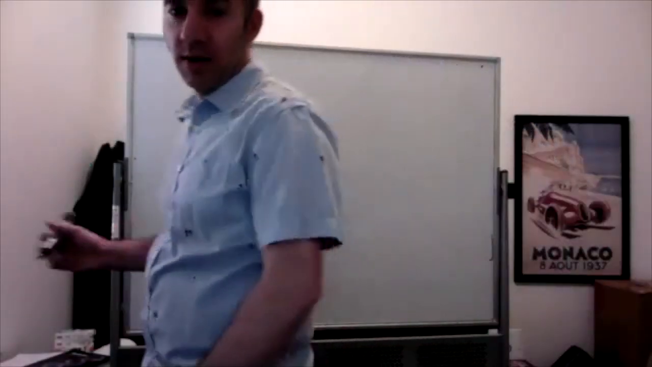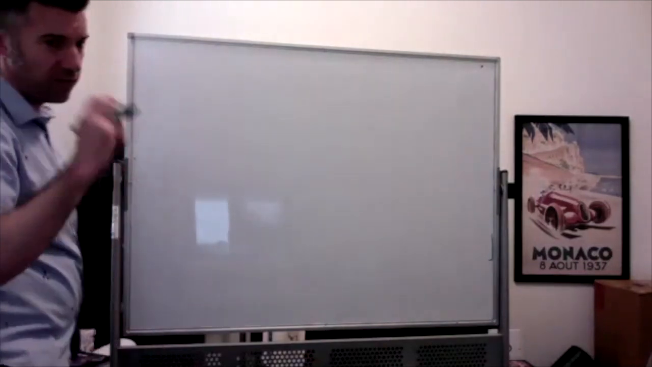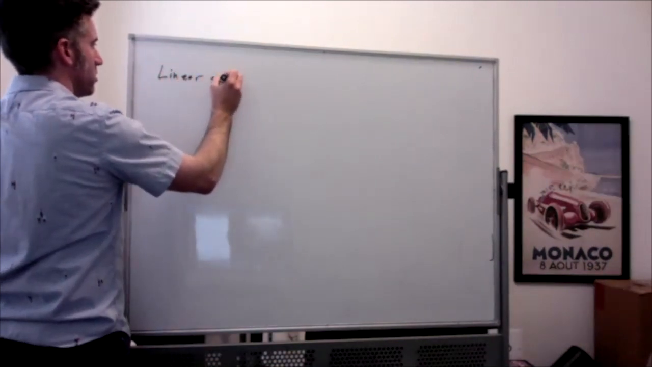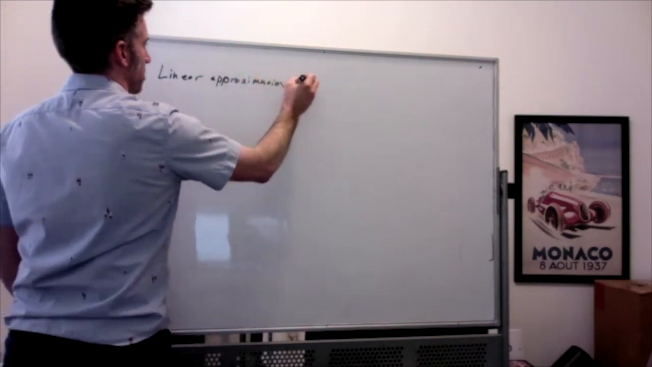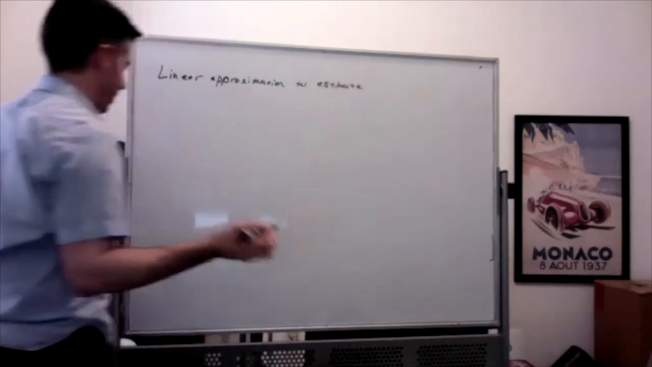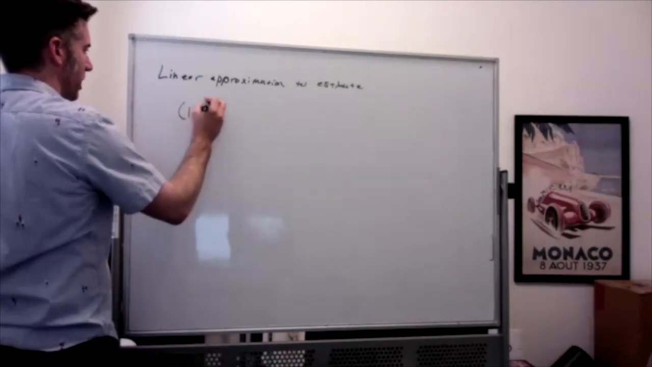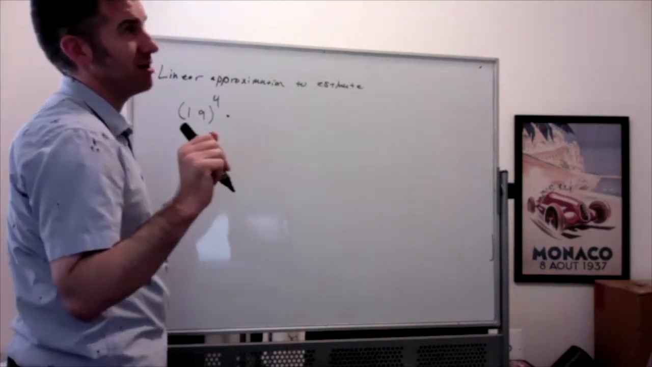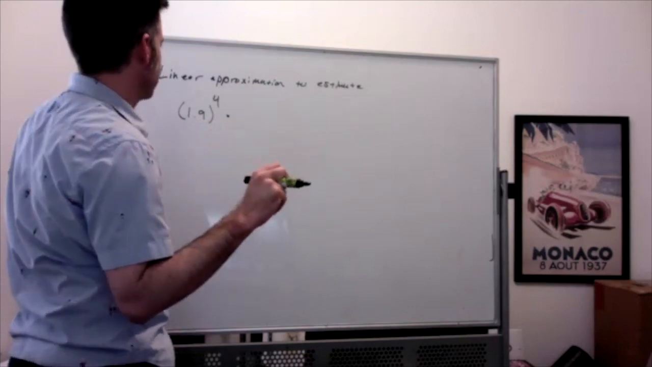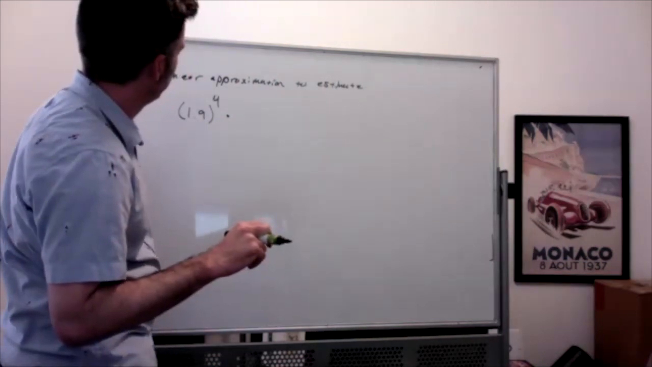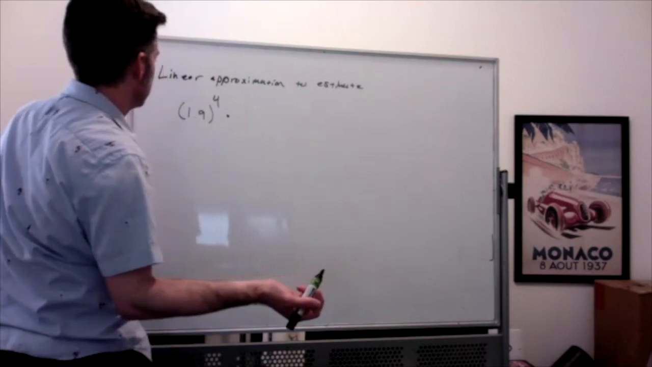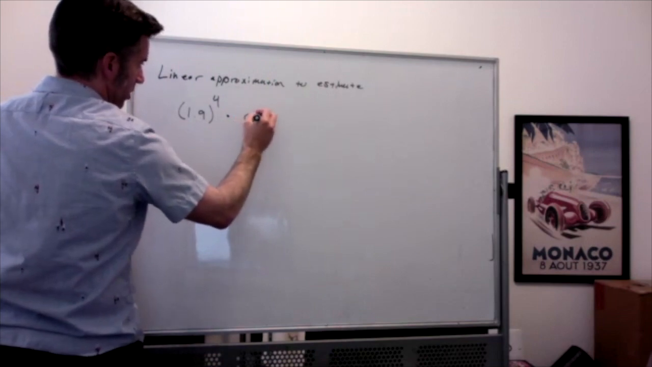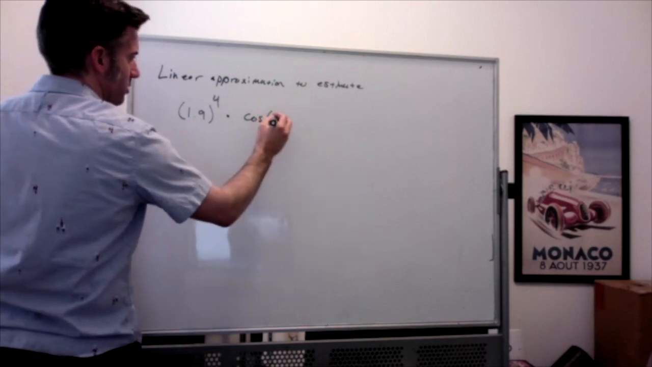Let's look at a couple examples. Let's say I want to use a linear approximation to estimate 1.9 to the fourth power times, let's make it interesting, cosine of 0.2.